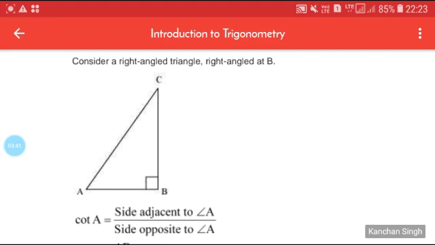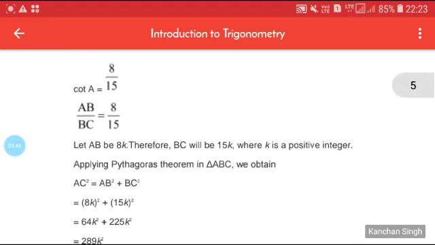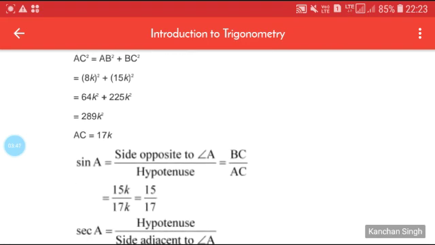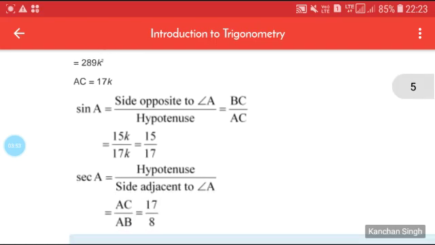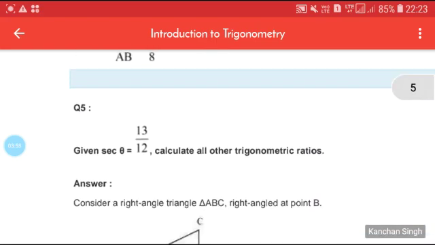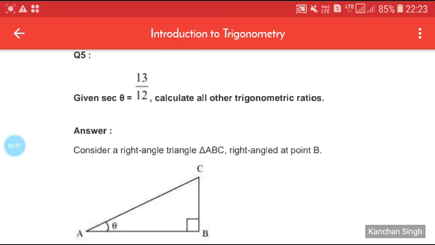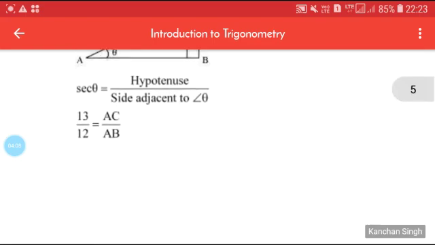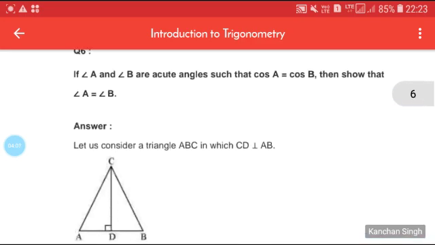So similarly, you add both the values, 8 square plus 15 square, so this becomes 289, and AC is equal to how much? The square root of 289 is 17, and you put the value of sin A and cos A. Similarly, question number 5, given sec theta is equal to 13 by 12, calculate all other trigonometric ratios. Similarly, first you find the third value and then you write all the values.